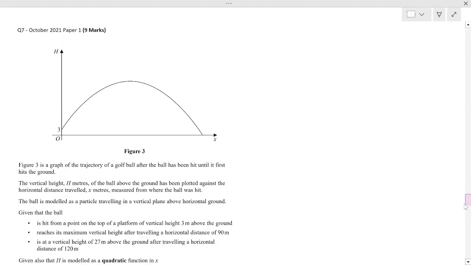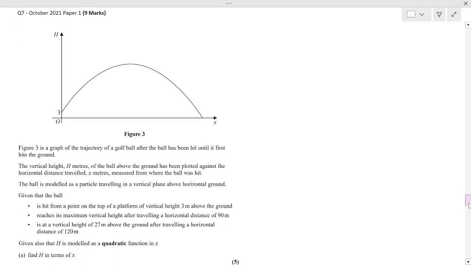Okay, now we have question 7, and it's a quadratic modeling question, right? So what we're told, again, we're given some information. I'm just going to note the variables, right? h meters, vertical height, and horizontal distance x meters. Okay, and I can see that here, x and h.